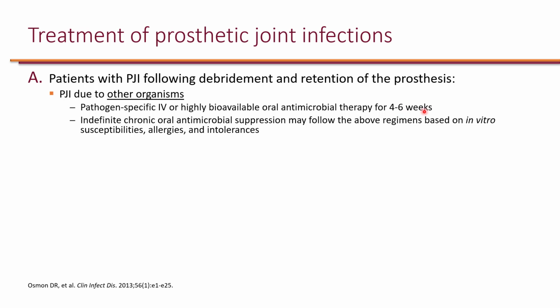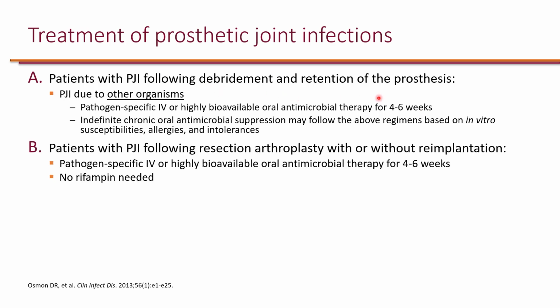Now, the treatment that I have discussed so far was assuming that the patient actually received debridement and retention of the prosthesis. Now, if the patient receives resection arthroplasty with or without reimplantation, this basically means that the source of the infection is removed, so all of the biofilm is removed. So for these patients, rifampin is not needed because there is no biofilm. By resection, basically the source has been removed. And then the pathogen-specific IV or highly bioavailable oral antimicrobial therapy will be needed for 4 to 6 weeks.